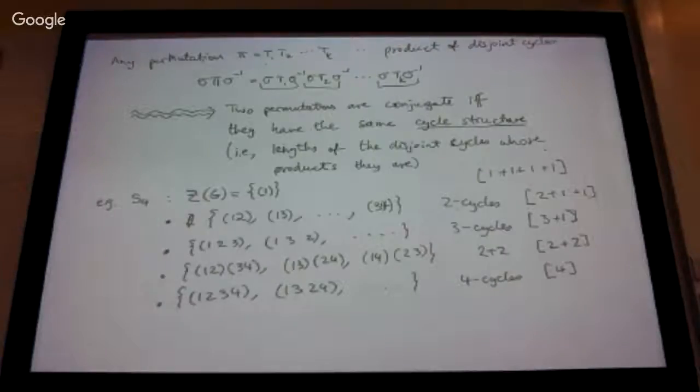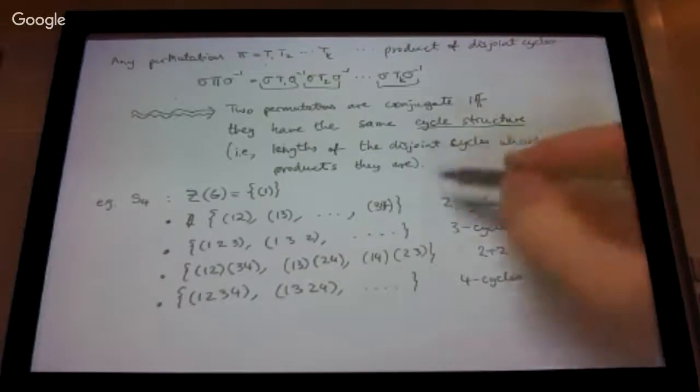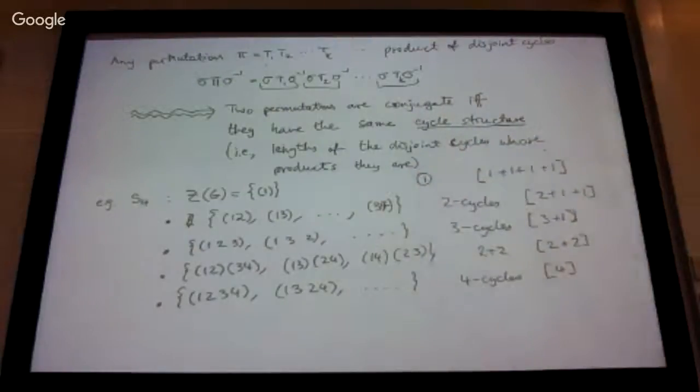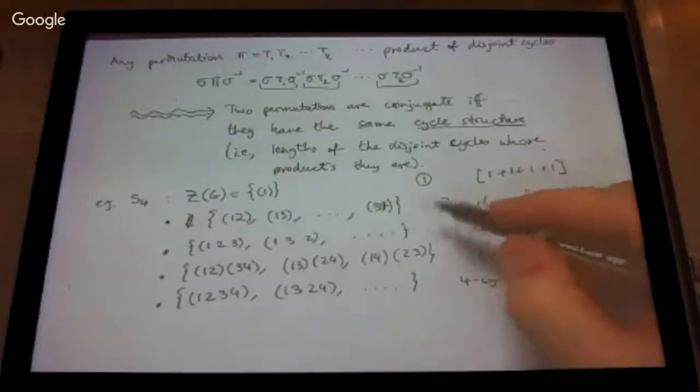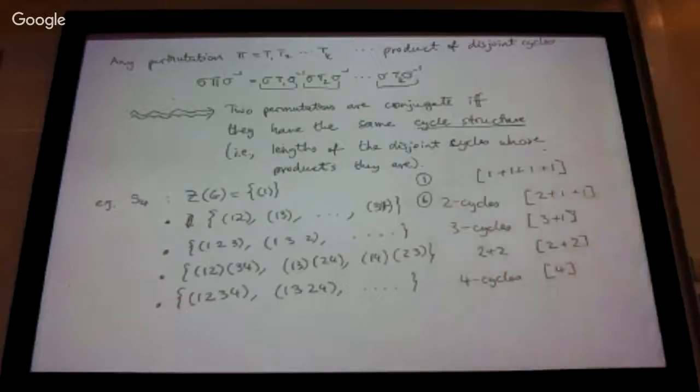Does that make any sense? How many of these? There's only 1. How many 2 cycles? 6. 4 choose 2. How many 3 cycles?